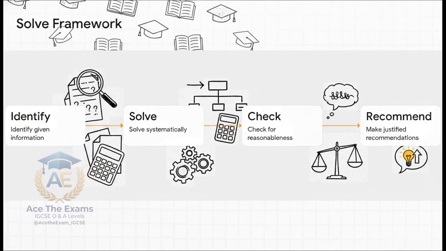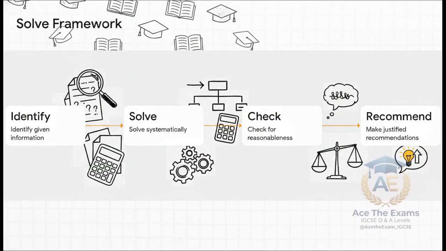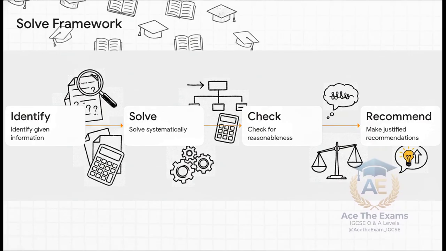Step 4. Make justified recommendations. This is the golden rule. Do not just offer an unsupported opinion. You must offer a recommendation fully justified by the numerical data you just analyzed.